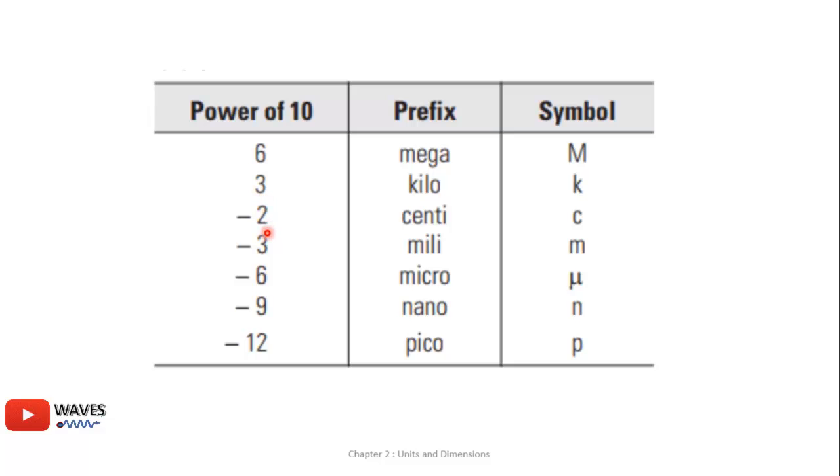If we go to the lower units, we have 10 to the power minus 2, that's centi, from which we get the term centimeter. So we have the symbol as c. If it's minus 3, we get milli, minus 6, micro, minus 9, nano, and minus 12, pico. Kindly remember these symbols, because if you write capital M and ohm, it will be mega ohm, but if you write small m and ohm, it will be milli ohm.